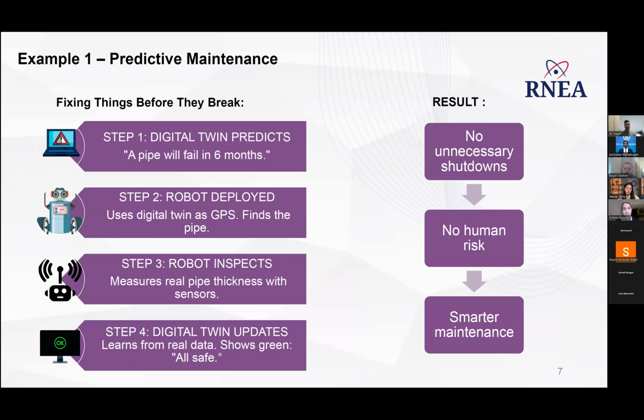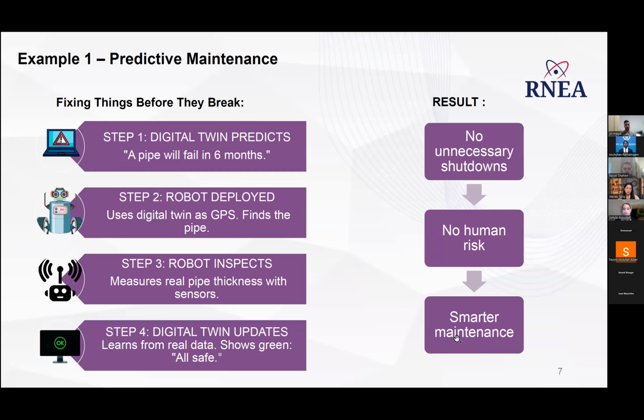For this example, I want you to imagine a pipe in the cooling system. The digital twin has been running simulations. It predicts that this pipe will fail in 6 months. It's getting weak somehow. So in the old days, you would have to shut down the whole plant and send humans to check that plant and what happened there. This costs a lot of money and puts people at risk.